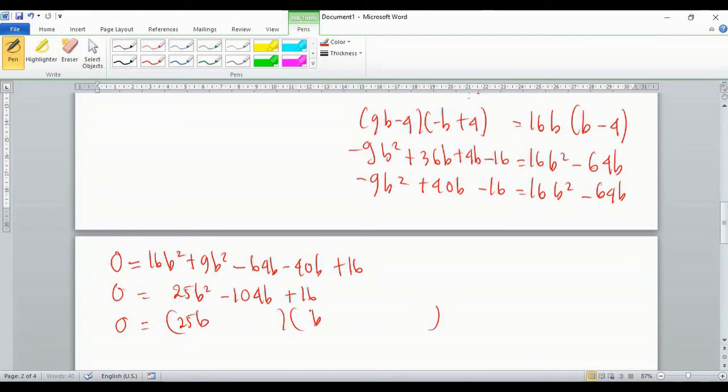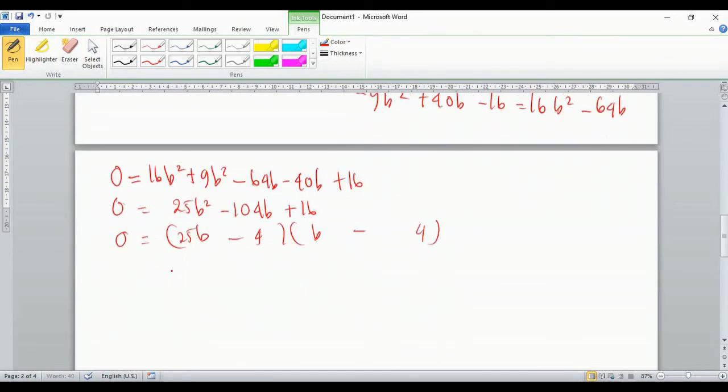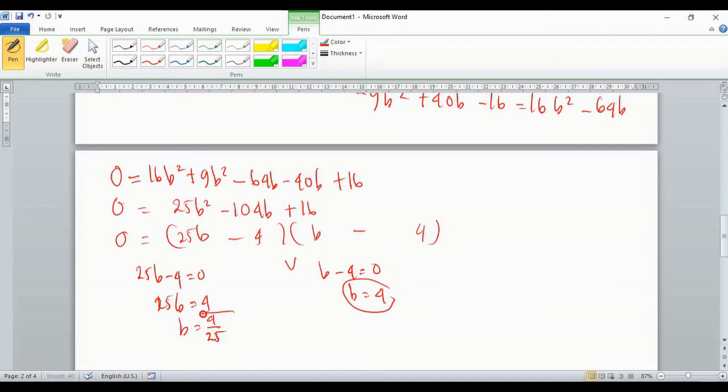So from here, you can factorize with 25b and b. 16 is 4 and 4. This one is minus and then minus. So we get 25b minus 4 equal 0, or b minus 4 equals 0. So you get 25b is equal 4, b equal 4 over 25, and then b equal 4. So you get the b values. You have two b values, so you need to substitute these to get the k.